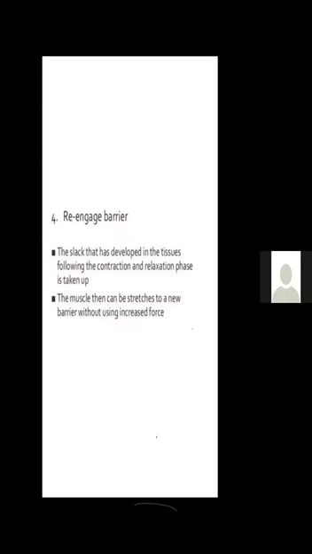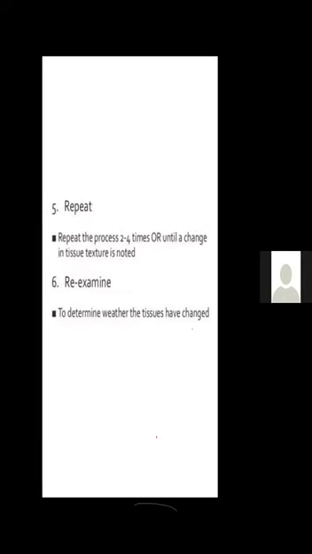Re-engage the barrier. Okay. And again, you will repeat the process 2 to 4 times or until a change in the tissue texture is found. And after that, you have to re-examine to determine whether the tissue has changed. Basically, we were talking about fibrotic, shortened tissues, shortened muscle. So you will find the difference after performing MET. Until that happens, you will have to perform it at least 2 to 5 times.